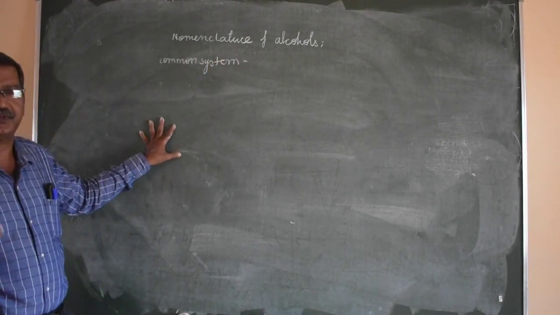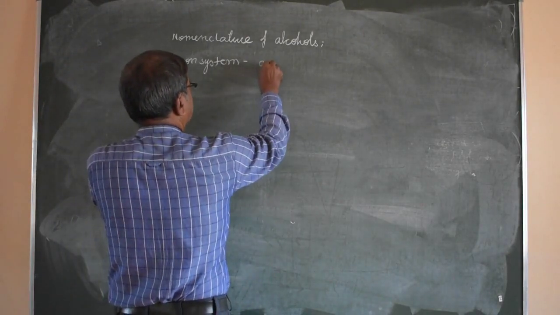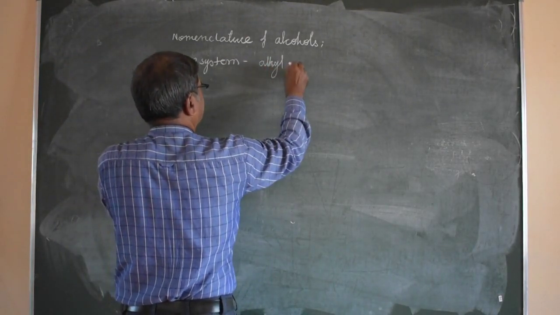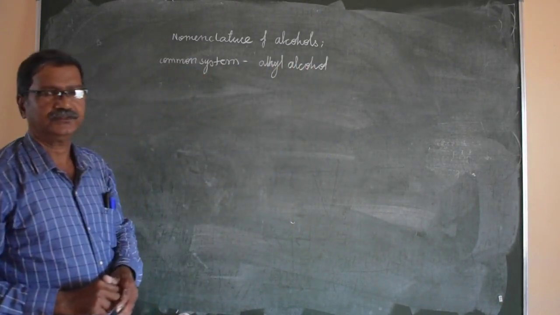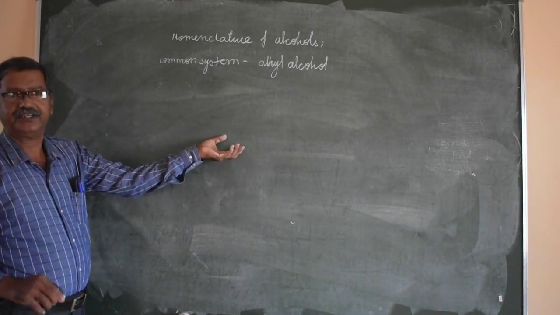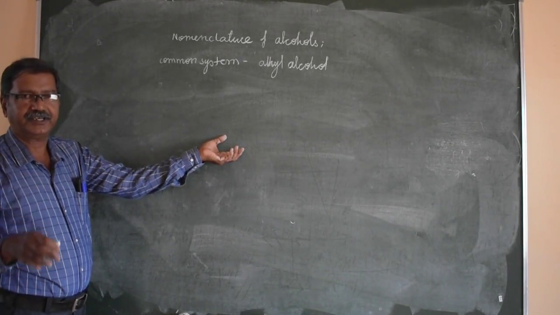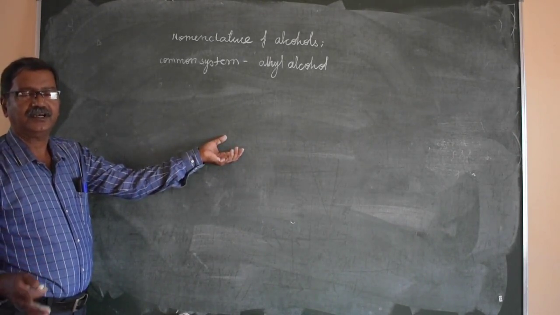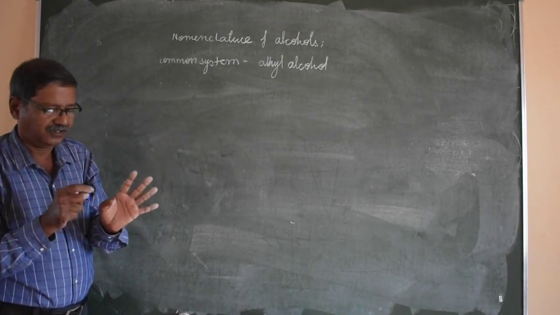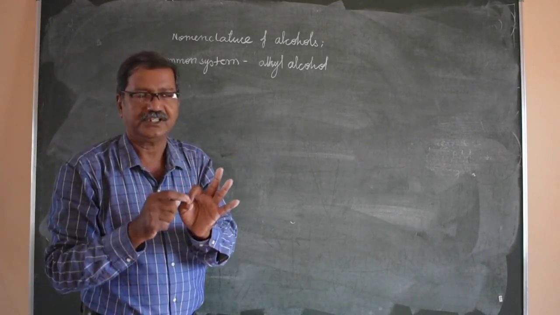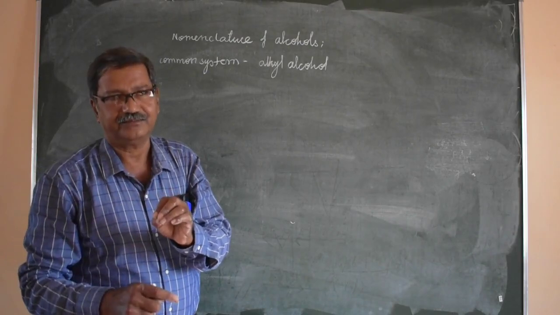I am writing for saturated alcohols. In the common system, the compounds are called alkyl alcohol. The alkyl may be normal, that is primary, or iso, or secondary, or tertiary, or neo. That is the common system. In common names, it's primary, iso, secondary, tertiary and neo.